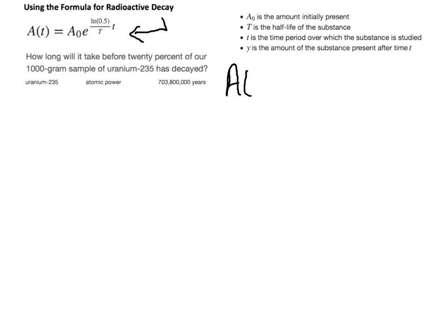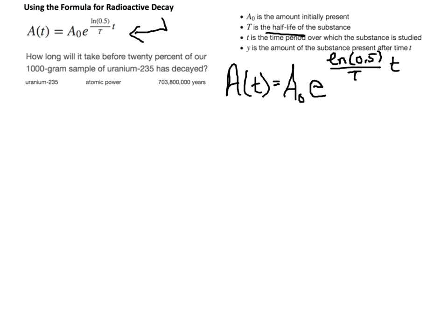And I'll just write that formula bigger. A of T equals A sub 0, which is the initial amount of whatever substance you're working with. It's that initial amount that's present. And that's multiplied by the natural base E raised to the ln of 0.5 divided by capital T, which is the half-life of the substance, times the time that that thing has been decaying. Okay, so the half-life of the substance is the time it takes for half of that substance to decay.